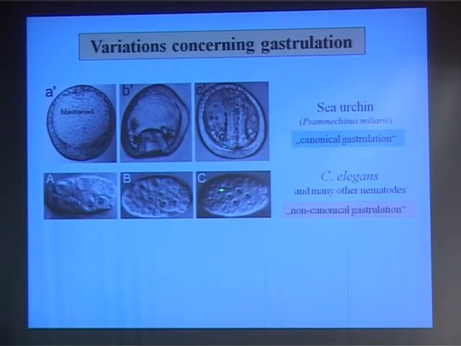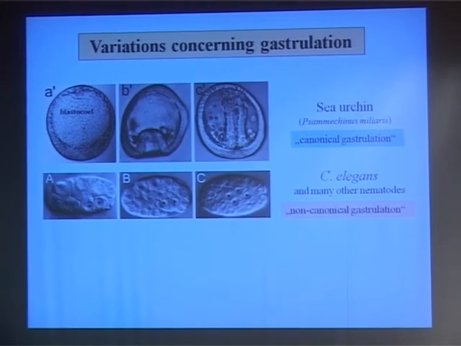Then here, this is the gut primordium consisting of four cells. So gastrulation occurs very early in C. elegans, and only two cells are initially involved. Later on, mesodermal cells follow them, but at a later stage. And there is no blastula stage there. So I call it here a non-canonical gastrulation.